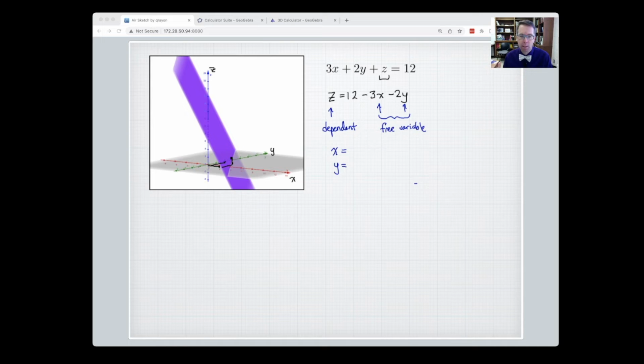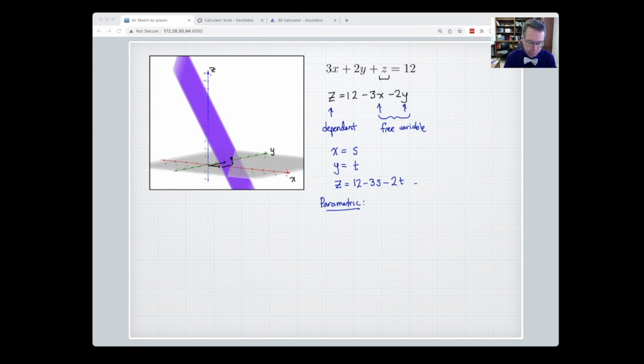So now we're preparing for a parametric representation of the same plane. Because I have 2 free variables, I need 2 parameters. And typically, we will choose s and t. I count backwards through the alphabet. So x, my first free variable, will be s. Y, my second free variable, will be t. And now the z formula that we solved, we can write down 12 minus 3, the x value is s, minus 2 times y, and the y value was t. So now x, y, and z are parametrized by my 2 values, s and t.